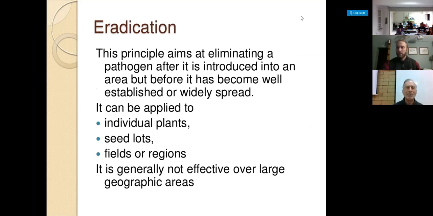Eradication. So after a pathogen is already there in your field, you want to manage it so that it doesn't become well established and spread widely. The bigger the area, the more difficult this is. It can be applied to individual plants or seed lots or fields or regions, but it's hard to eradicate a problem over a wide area.